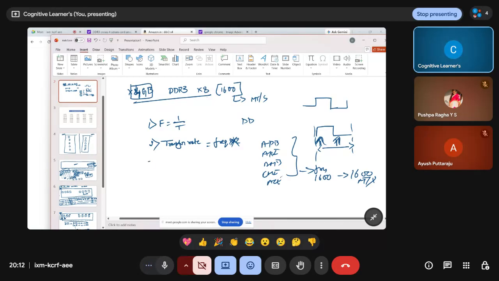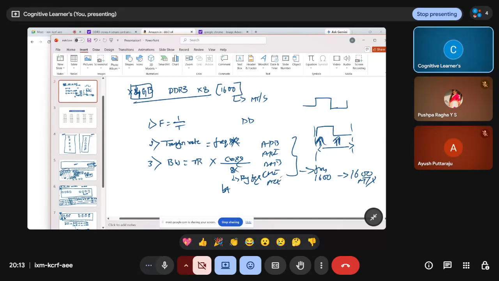Next, the third formula is bandwidth. Bandwidth is equal to transfer rate times the cross number, cross 8, cross 16 or cross 4, divided by 8. Why do we divide by 8? Whenever you need the bandwidth in terms of bytes, we divide by 8. If you need the bandwidth in terms of bits, there is no need to divide by 8.